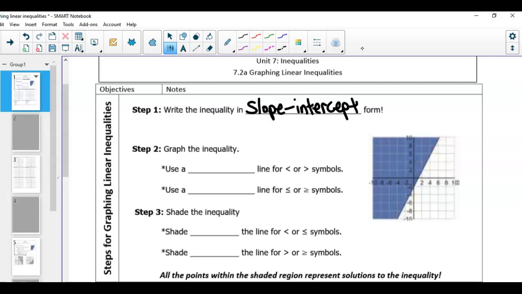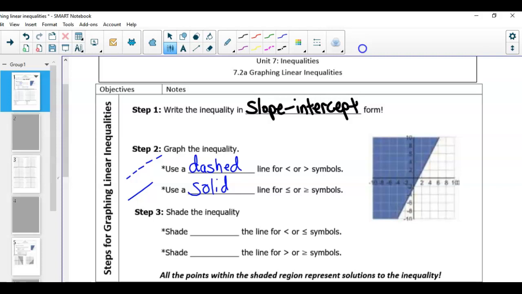The difference here is that depending on the type of symbol in the inequality, we are going to use either a dashed line or a solid line. So for strictly less than or strictly greater than, we're going to use a dashed line. And if we have less than or equal to or greater than or equal to, we're going to use a solid line. So we're either going to draw a line that looks like this, or we're going to use our regular lines like that.